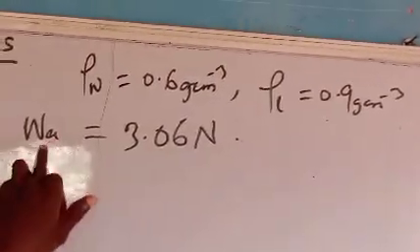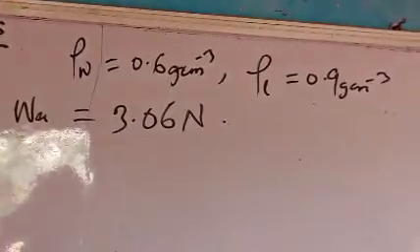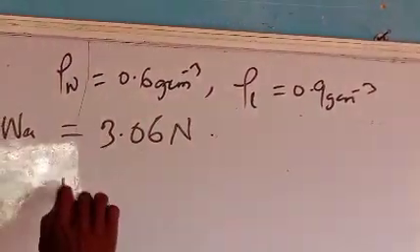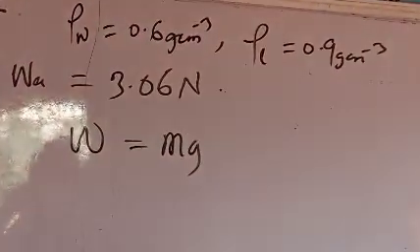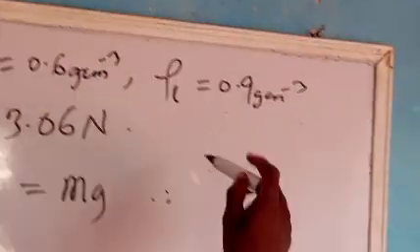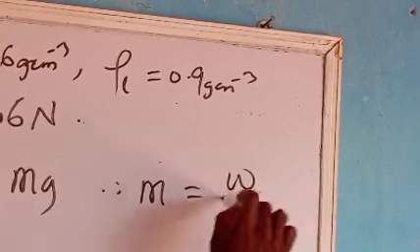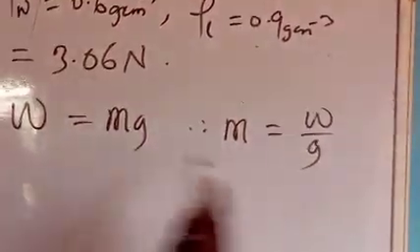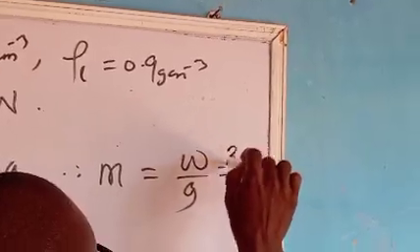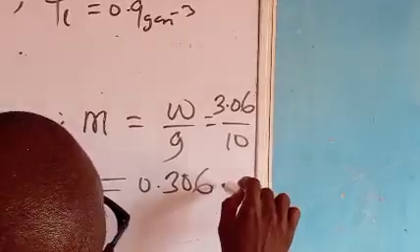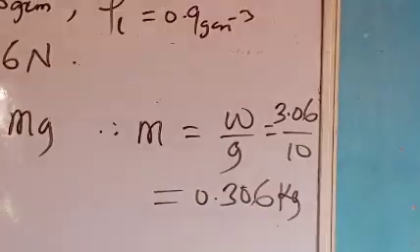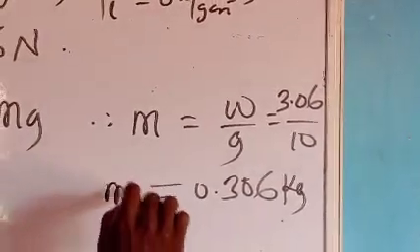Now, first of all, we are going to get the mass of the body. And we all know that weight is equal to mg. We have it like this. Remember, acceleration due to gravity g is given to you as 10. Look at it here. It's given to you. Therefore, mass is weight divided by acceleration due to gravity, which is 3.06 divided by 10, and that will give 0.306 kg. It will look like this. This becomes the mass of the wood.